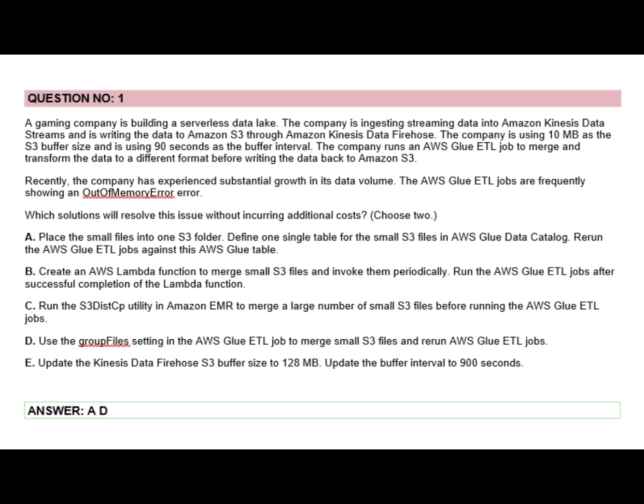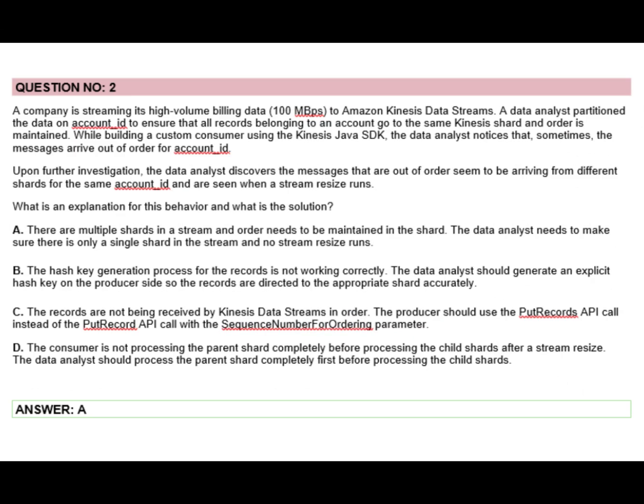C. Run the S3DistCp utility in Amazon EMR to merge a large number of small S3 files before running the AWS Glue ETL jobs. D. Use the groupFiles setting in the AWS Glue ETL job to merge small S3 files and rerun the AWS Glue ETL jobs. E. Update the Kinesis Data Firehose S3 buffer size to 128 megabytes. Update the buffer interval to 900 seconds. Answer: A, D.